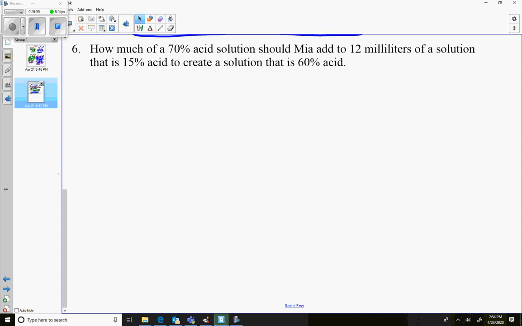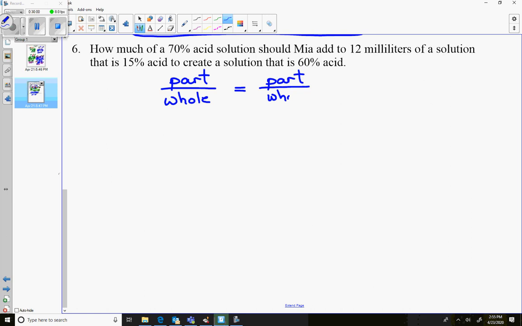How much of a 70% acid solution should Mia add to 12 milliliters of a solution that is 15% acid to create a solution that is 60% acid? Setting it up as a rational equation, you're basically just setting it up with the idea that the part to the whole equals the part to the whole, or the part to the total, whichever way you want to look at it.